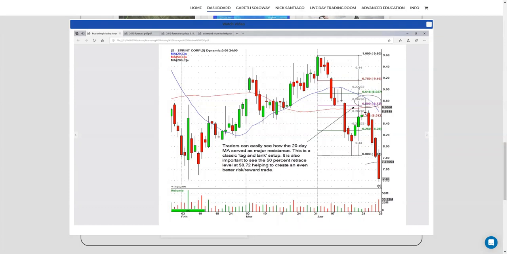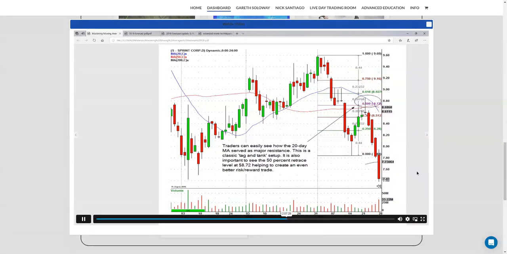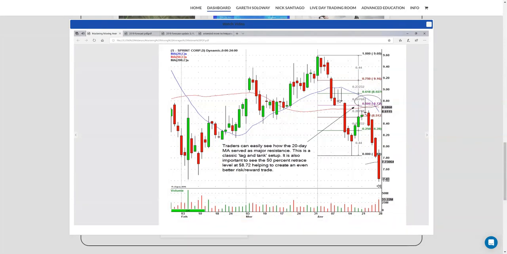Right above $9. Any close above 9, you can move on out. That should not really even exceed the 618 too. That's really, really good resistance.